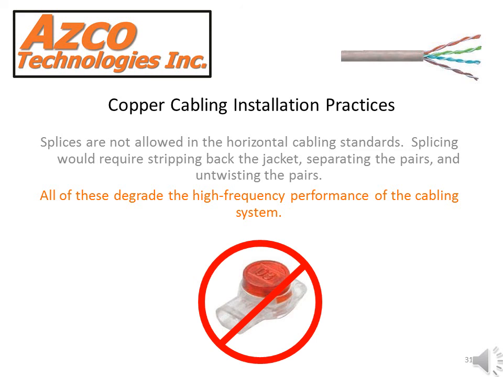Splices are not allowed in the horizontal cabling standards. Splicing requires stripping back the jacket, separating the pairs, and untwisting the pairs. All these would degrade the high frequency performance of the cabling system. Repull another cable.